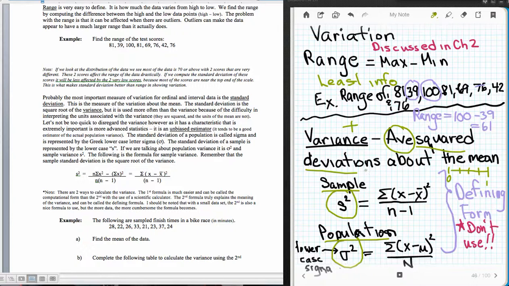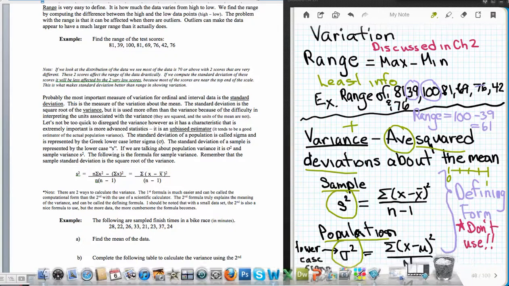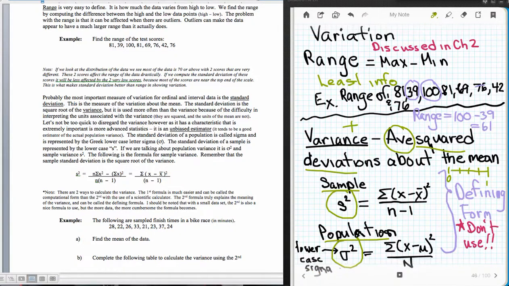Variance, however, we don't like so much because variance has squared units. And I don't know about you, but I'm not real sure what a squared year is or a squared minute or some of these things that are a little bit more confusing. And that's why we have the next one we'll talk about, which is the standard deviation, which is just the square root of the variance. So let's figure out the variance first, then we'll talk about the standard deviation.